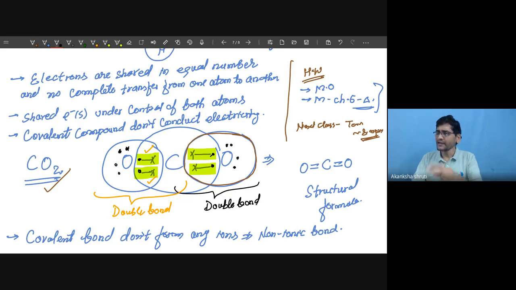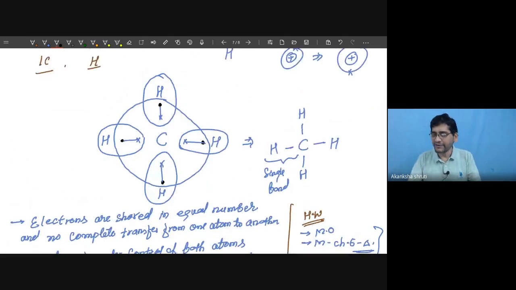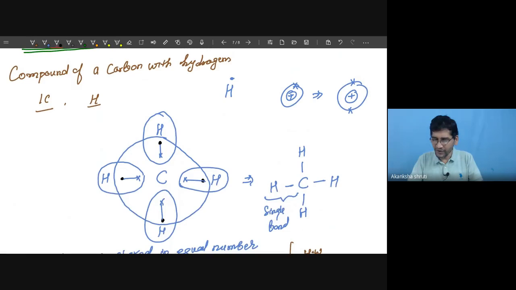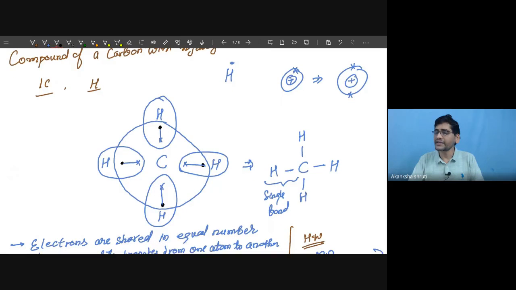Carbon is forming 2 double bonds: one double bond with one of the oxygens, another double bond with the other oxygen. So single bond, double bond has to be observed with reference to 2 particular atoms. Now if we come to carbon and hydrogen in the structure of CH4, here we observe only one pair of electrons is shared. So the number of shared pairs gives the type of bond.